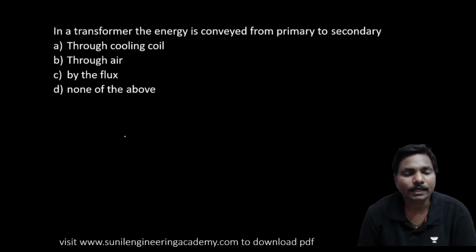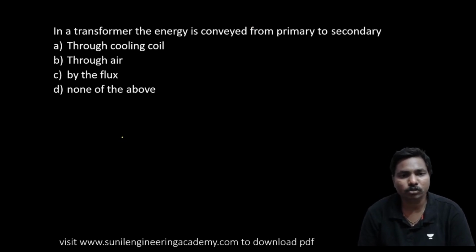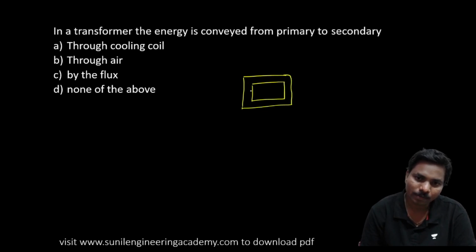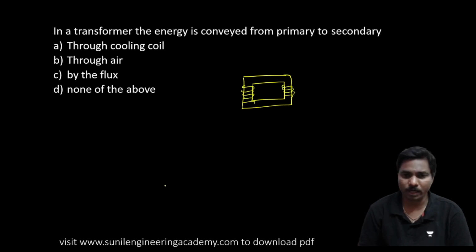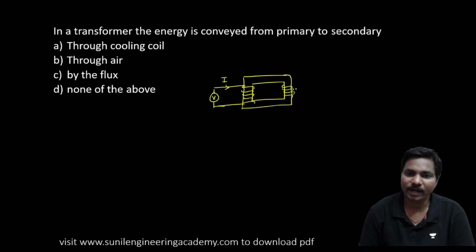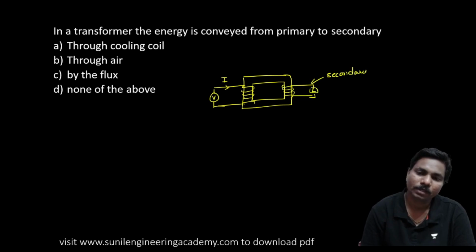Coming to the next one, in a transformer the energy is conveyed from primary to secondary through dash. We know very well, if it is a transformer core, a transformer has two windings. This is one winding, this is the second winding. The winding which is connected to the supply is nothing but the primary. The winding which is connected to the load is nothing but the secondary.